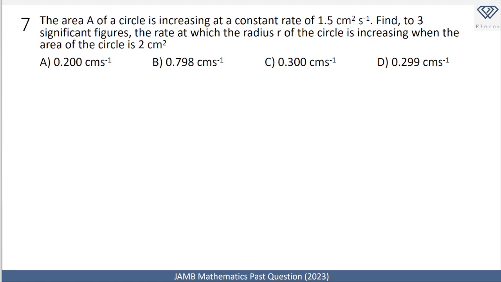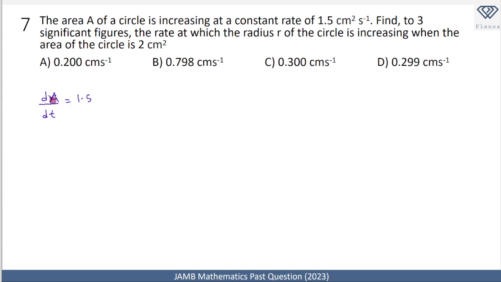But let's first try to write down what we are given. We're told that the area, so let's call the area of the circle A. We're told the rate at which the area is changing with time, dA over dt, we have been told that that is 1.5.